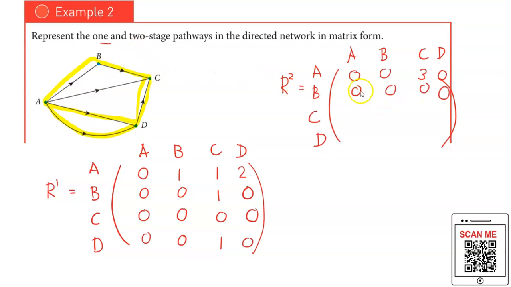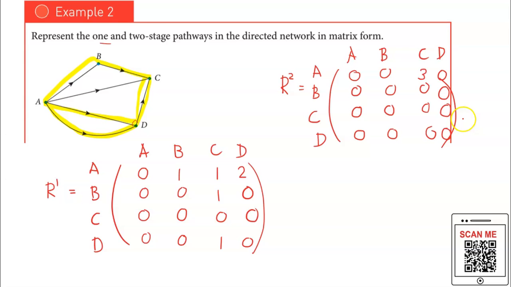Look at B over here. I straight away put all 0 because B does not have any two-stage pathway. How about C? C cannot go anywhere, so straight away I put 0. And how about D? Do you have any two-stage pathway? Any two lines here? No. So this is the answer. So you have already done the reachability example.